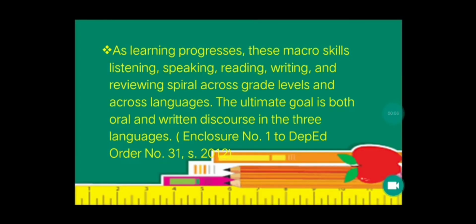So let's start. As learning progresses, these macro skills, listening, speaking, reading, writing, and viewing spiral across grade levels and across languages. The ultimate goal is both oral and written. This course in the three languages, enclosure number 1 to DepEd Order number 31, series of 2012. So as a learner, you need macro skills like reading, listening, speaking, writing, and viewing.